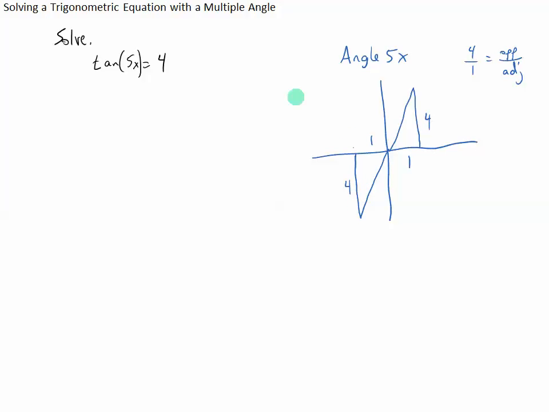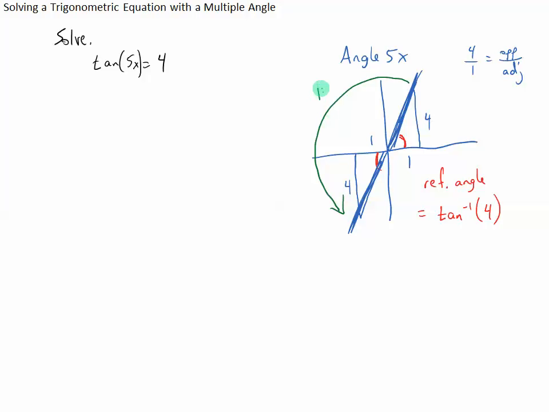So the reference angle in each of these reference triangles is tan inverse of opposite over adjacent. So tan inverse of 4 over 1, or just 4. So what that tells us is 5x could be any angle that lands here or any angle that lands here. Well, I noticed that these two angles are separated by pi this way, and they're also separated by pi this way. So I could represent every angle that lands up here or down here with one statement.